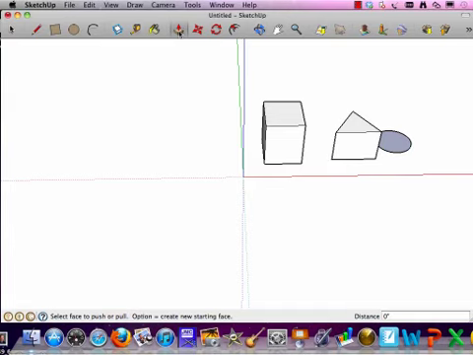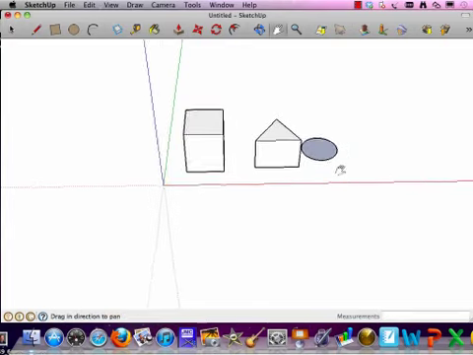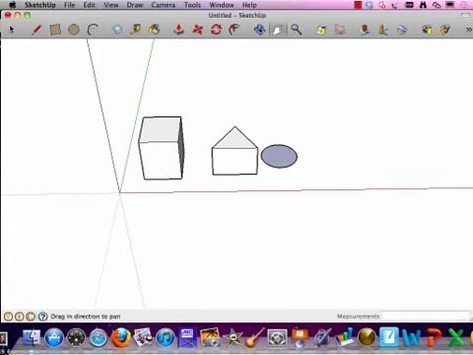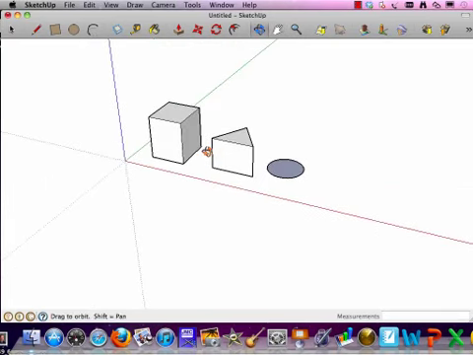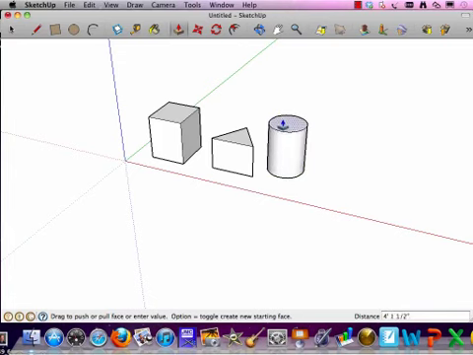Or if I'm talking about a circle, here I have a circle right here. Let's move this so we can see it a little better. So I've got my circle, and remember that's pi r squared, and all I'm going to do now is make it taller. So my cylinder is simply pi r squared times the height that I pulled it up.